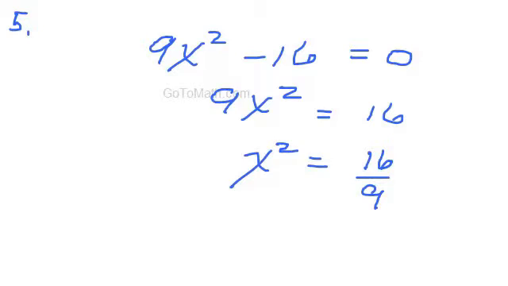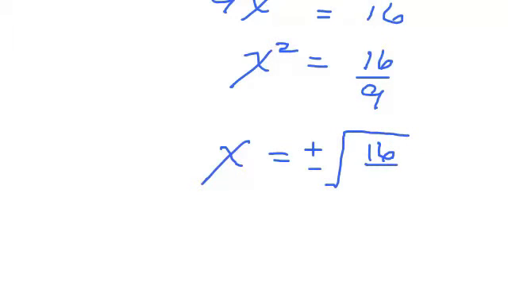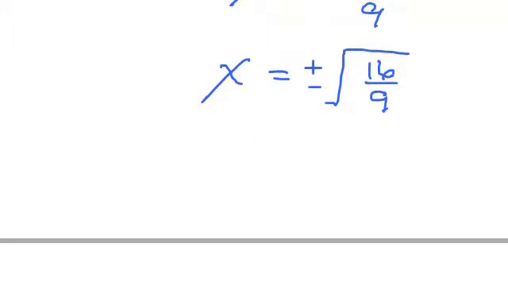Alright. And then square root. We've got to get rid of this square, so we square root both sides. Remember, don't forget to write plus or minus here. And 16 and 9 are both perfect squares, so that works out really well.